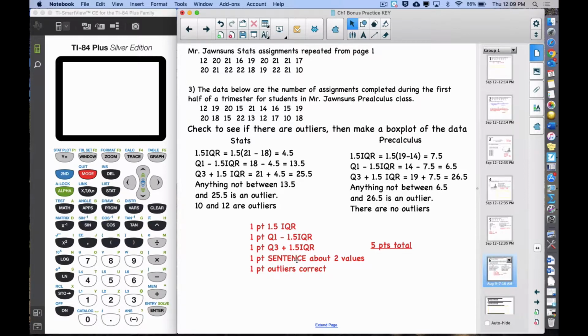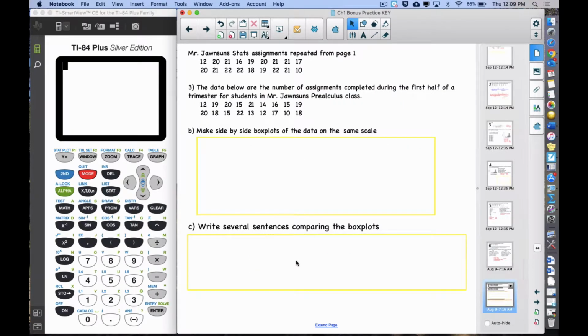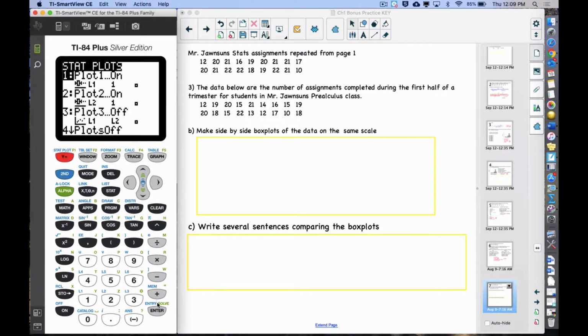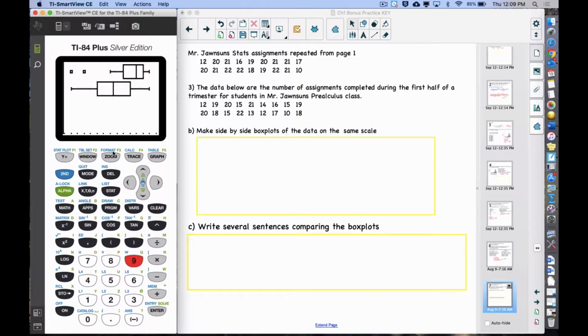So the other thing we need to do is make box plots. So what I'm going to do is I'm going to go into my calculator. And I'm going to have this first plot turned on, have it with this box plot with the outlier showing, and have that at list 1. But I'm also going to turn on that second plot and have that set up with L2 so that when I zoom 9, I can actually see both graphs on both box plots at the same time.